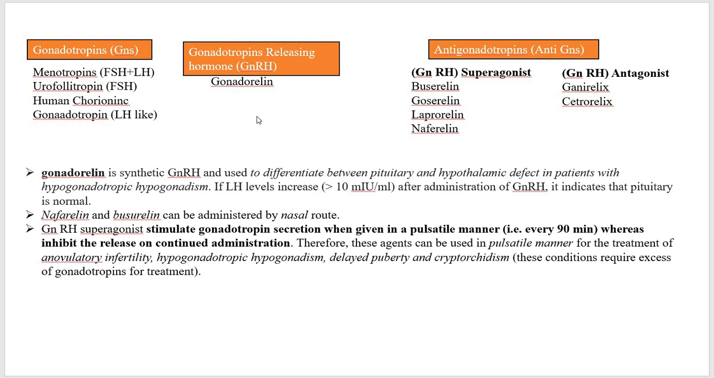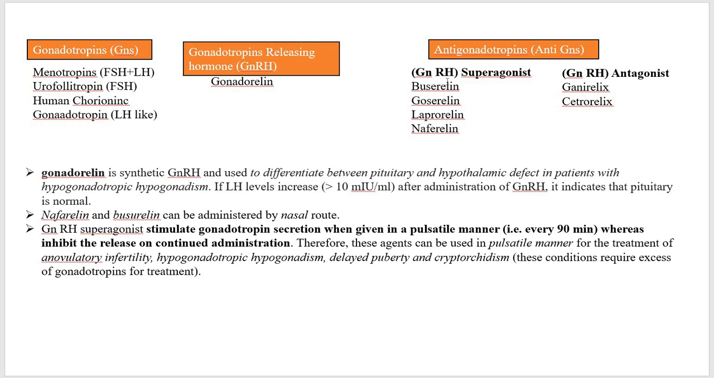Okay, so the gonadotropins are menotropins, which is the combination of follicle stimulating hormone and luteinizing hormone. Then urofollitropin, which is also known as follicle stimulating hormone. Then human chorionic gonadotropin, which acts like luteinizing hormone. These function like luteinizing hormone and follicle stimulating hormone. Then the gonadotropin releasing hormone is gonadorelin, that you remember. Then third one is the anti-gonadotropins.